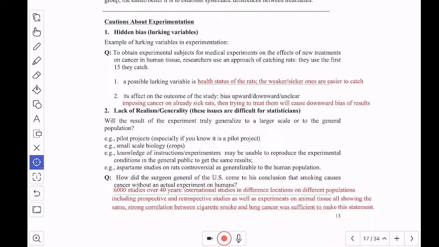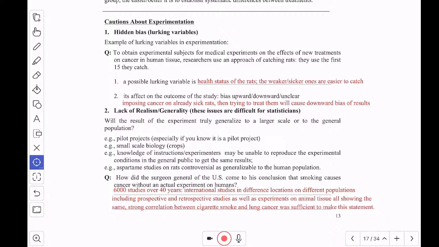You're going to use animals, you're going to use rats, and you go out to a field and you try and catch rats for your study. So you go into the remote areas of the mountains, and you look for rats. What's wrong with doing that? What is a possible lurking variable in doing that? I suggest, well, the rats that you're catching are possibly older and they can't get away.